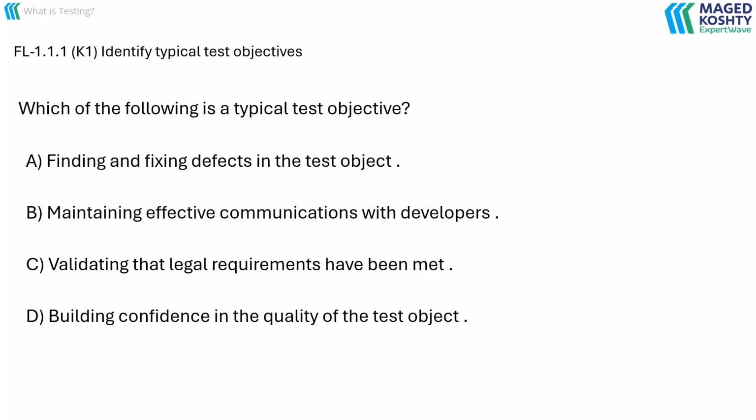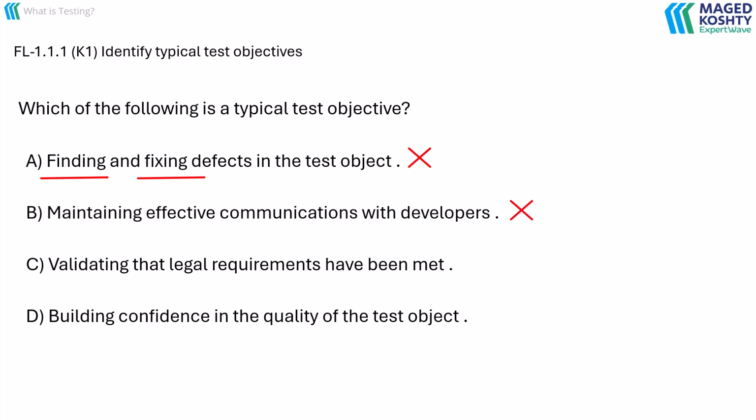Now, looking at the answer options of the third question. Option A, finding and fixing defects in the test object. Finding defects is a testing objective, while fixing defects is related to debugging, which is not a testing activity. So this is incorrect. Option B, maintaining effective communications with developers. We do not test for the sake of making good relationships with the developers. Maintaining effective communications with developers is a good and healthy thing, but it is not the reason we initiate testing.